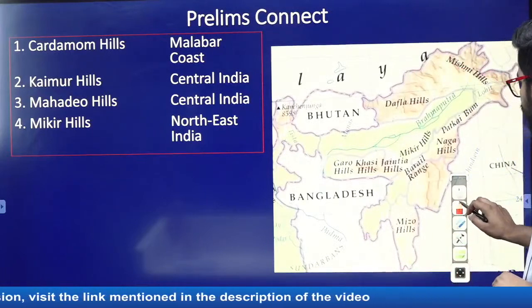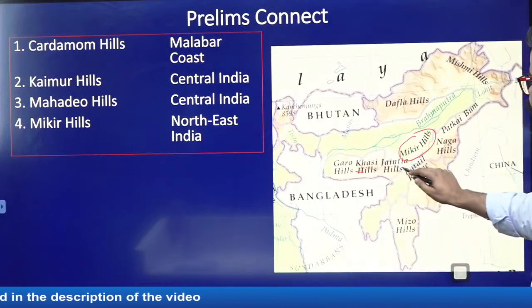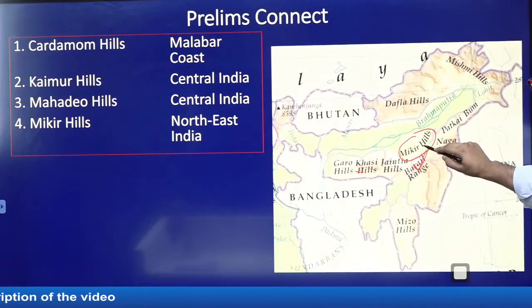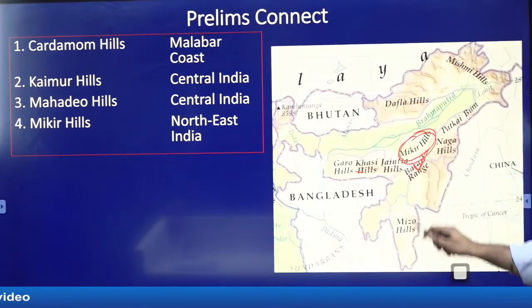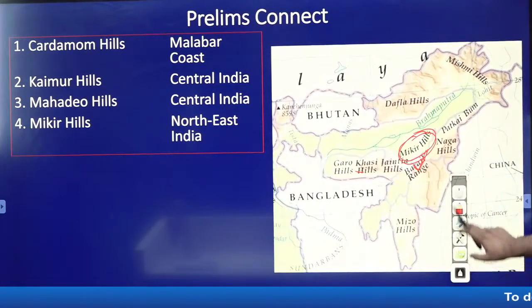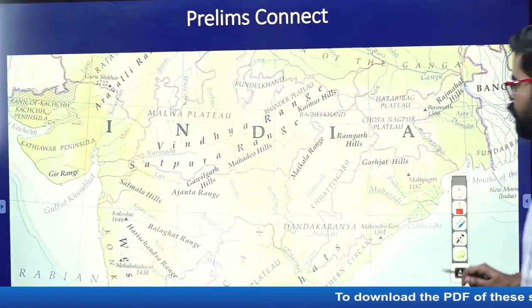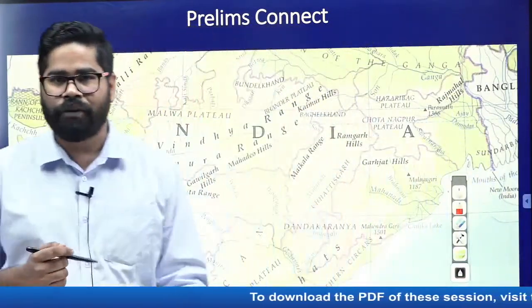See, first of all, if you want to see the Mikir Hills, it is here. After this Garo, Khasia and Jaintia Hills, you are having this Mikir Hills here in this region. Okay. So this is the location of your Mikir Hills in the northeastern part of India.